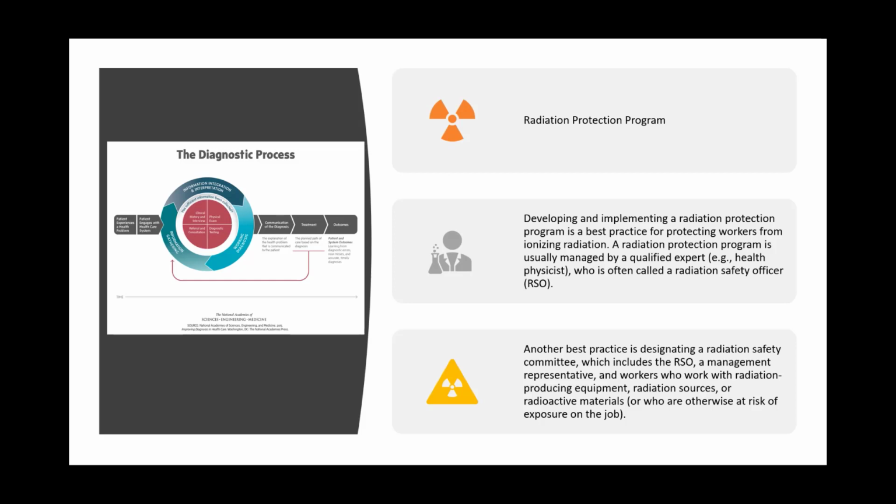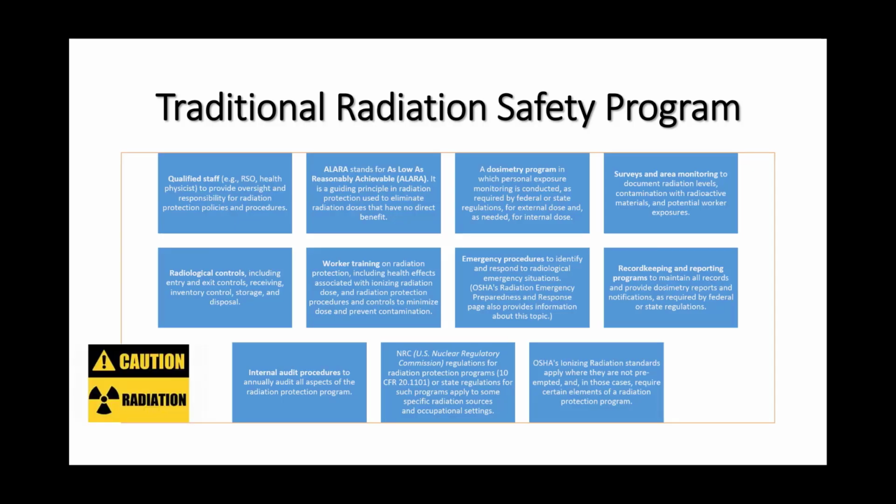Another best practice in a radiation protection program is designating a radiation safety committee, which includes the RSO, a management representative, and workers who work with the radiation producing equipment, radiation sources, or radioactive materials. Let's take a moment to review the components of a traditional radiation safety program.